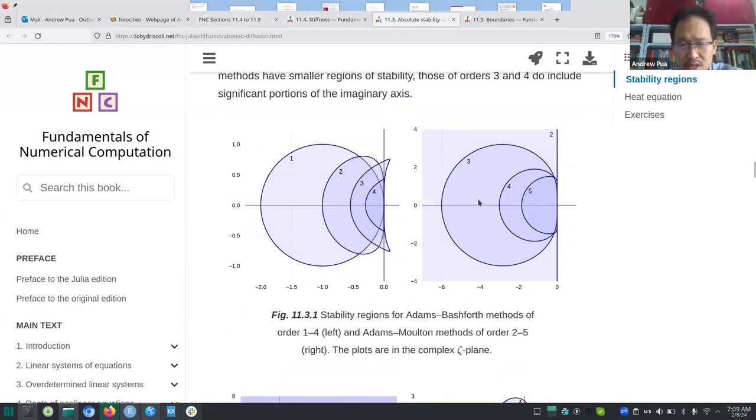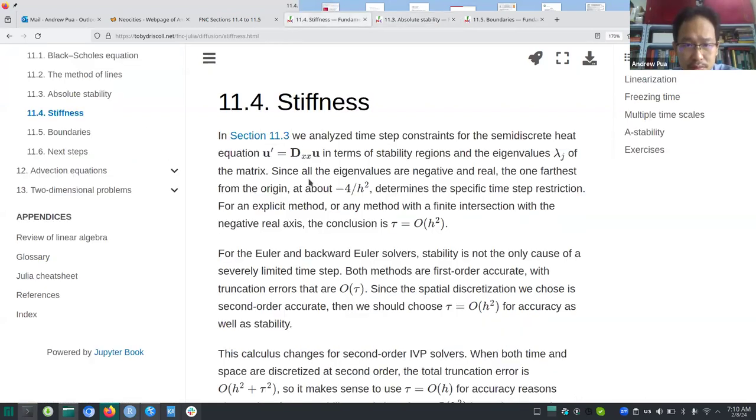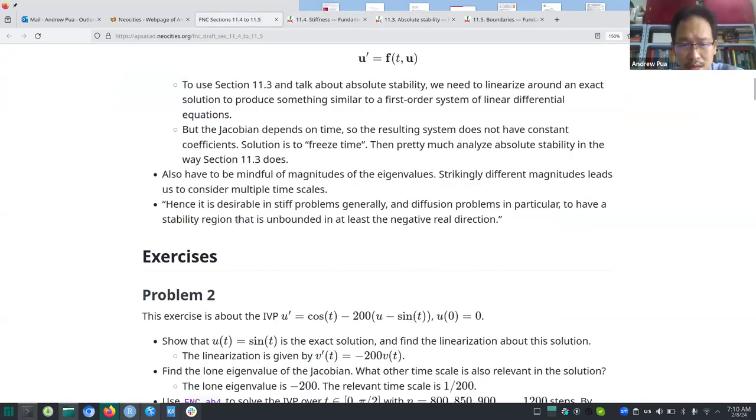These two pictures are probably the most important ones. For example, for Adams-Moulton order 2, it covers the entire part where you have negative real eigenvalues. You could allow for imaginary components, but it covers the entire space here. So in that sense, those will be much more preferred than others. That's what you want to use at the end of the day. So that's roughly the practical and, I guess, partly the theory, but not as deep.